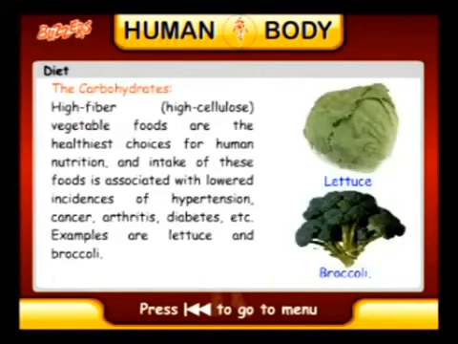High fiber, high cellulose vegetable foods are the healthiest choices for human nutrition, and intake of these foods is associated with lowered incidences of hypertension, cancer, arthritis, diabetes, etc. Examples are lettuce and broccoli.